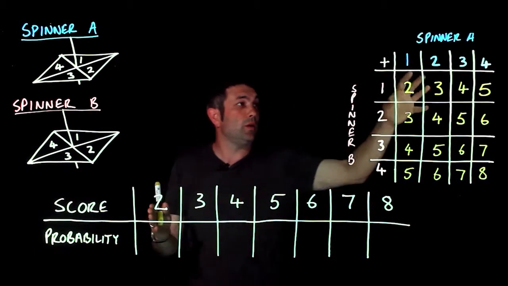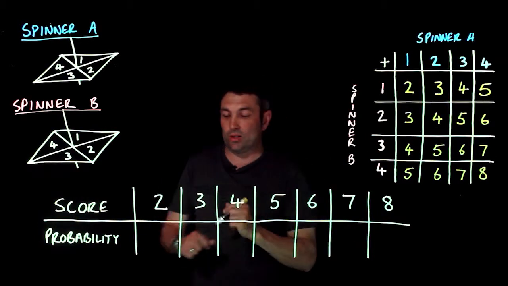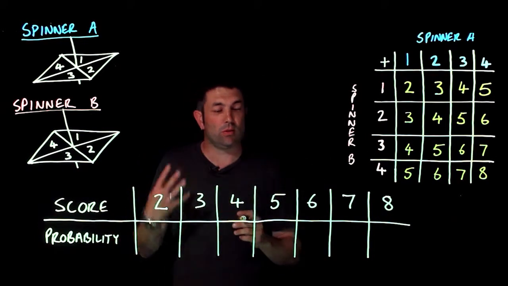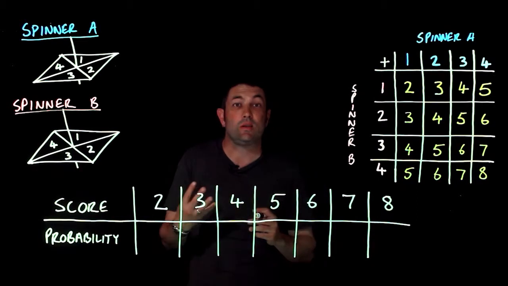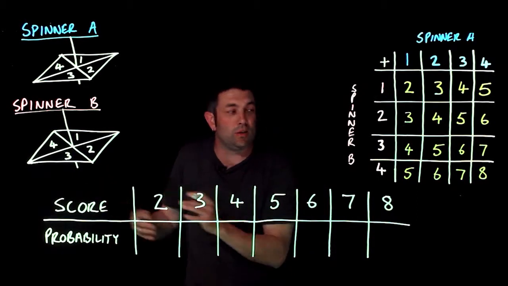So we're going to use the table here, and I'm actually going to use the same denominator each time, so the same bottom number of a fraction. There's a reason for that. It makes stuff a bit easier later on.